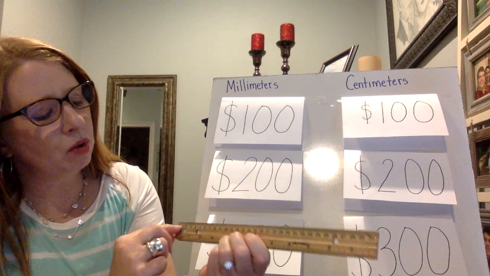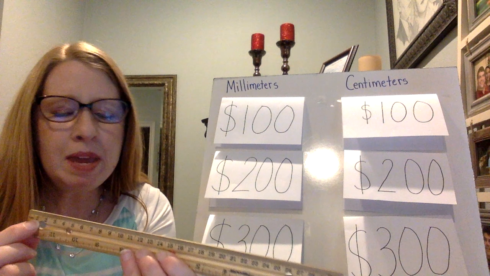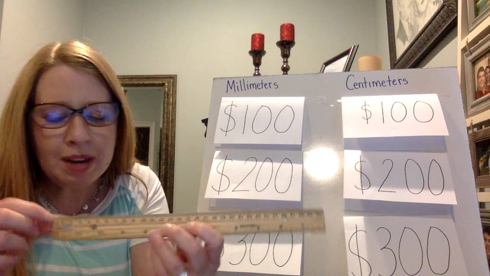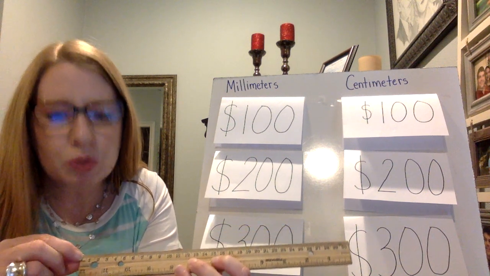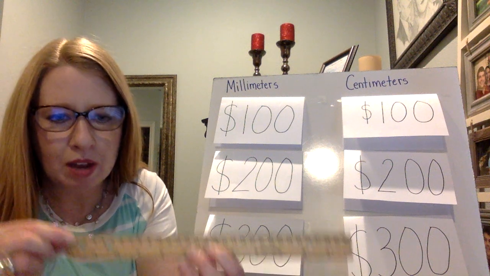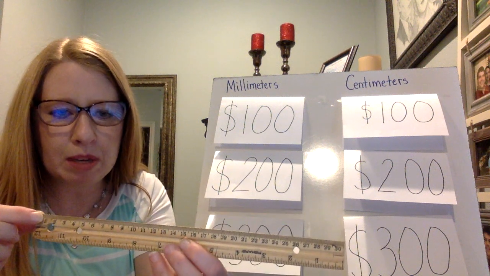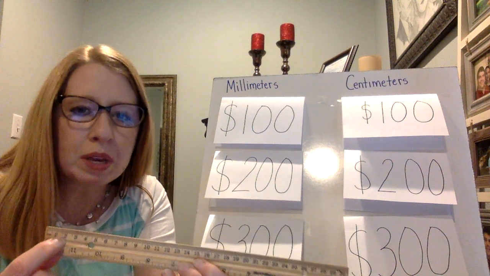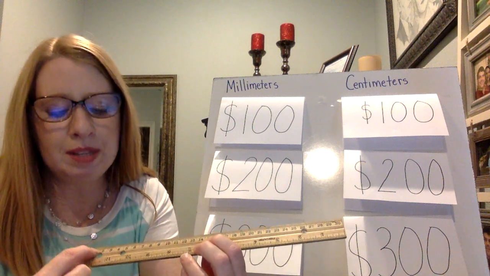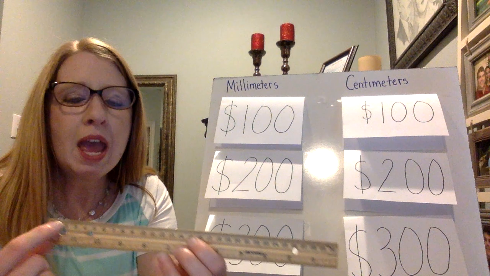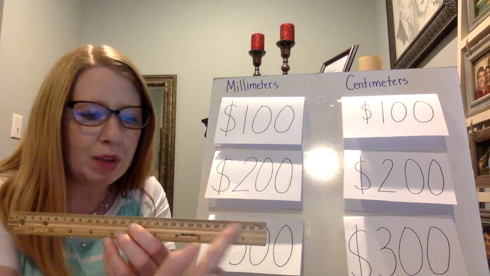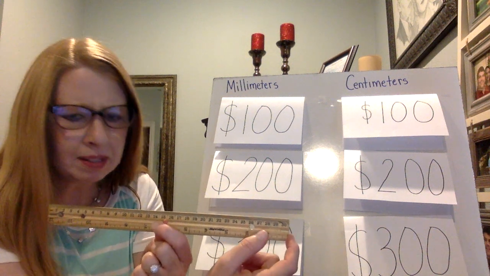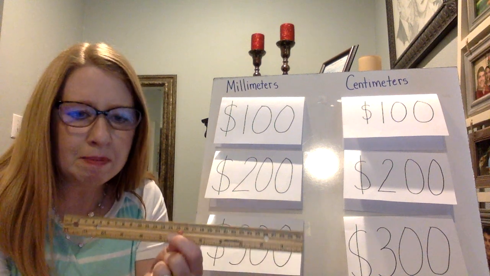As I'm looking at my ruler, when I see the number 1, that is 1 centimeter. The little lines before I get to 1 would be 1 millimeter, 2 millimeter, 3 millimeter, all the way till I get to 1. Then the 2 would be 2 centimeters, which is the same thing as 20 millimeters. We continue all the way down to the end of my ruler, which is 35 centimeters, or 350 millimeters.